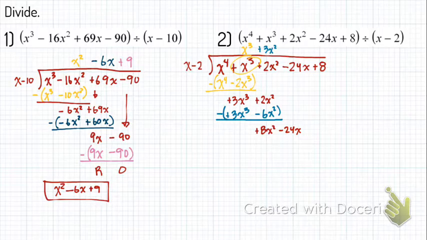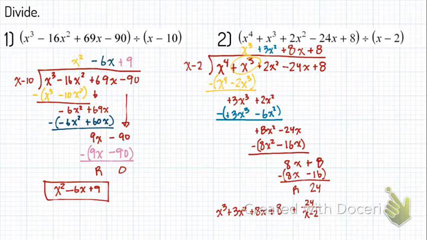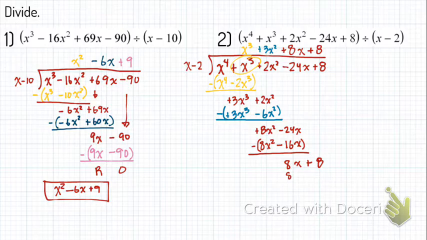I ask myself, x times what is positive 8x squared? That's going to be positive 8x. Then we're doing this again. Positive 8x times x is going to be positive 8x squared. You see how I'm writing it down here now? Then we have positive 8x times negative 2 is going to be, I'm sorry about that. Tech fail. Fat fingers. Sorry about that.